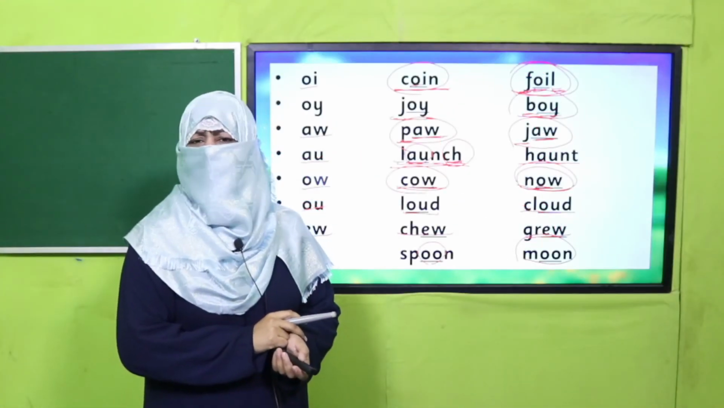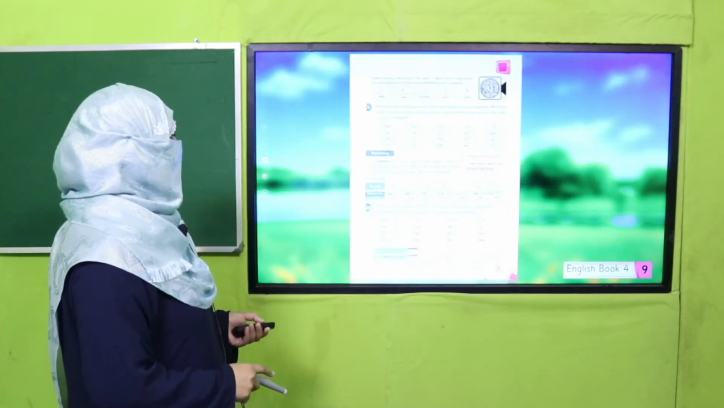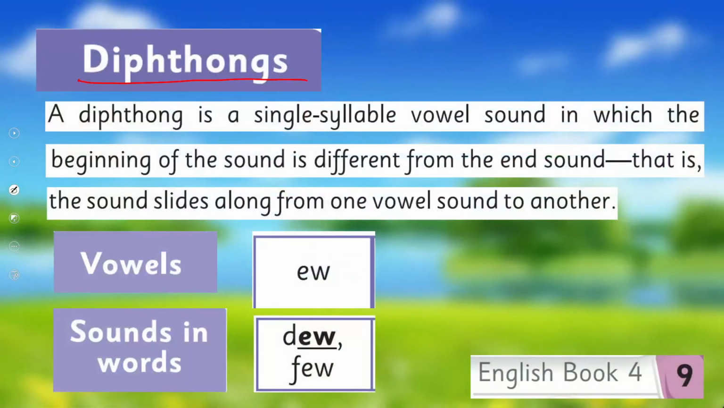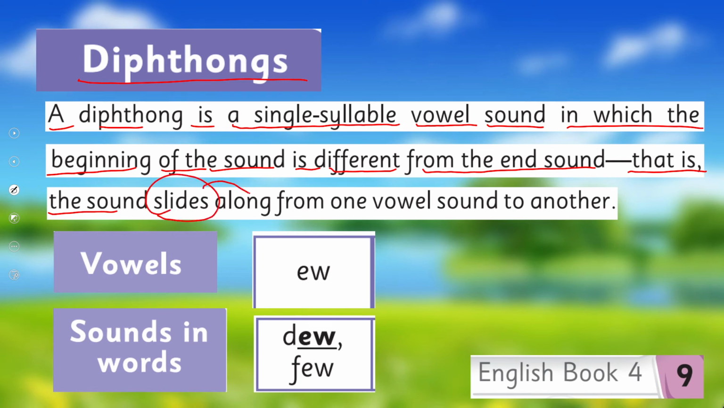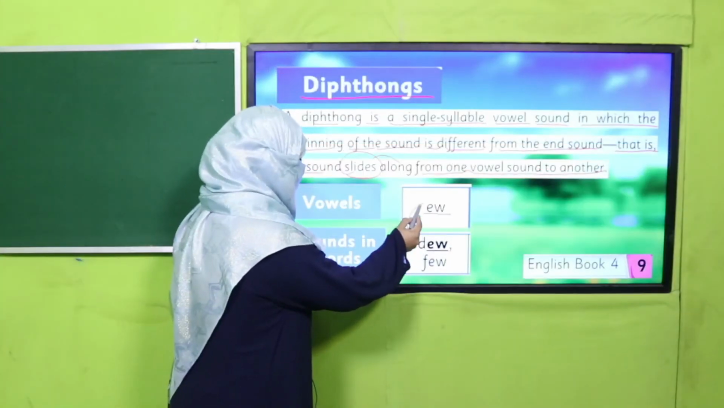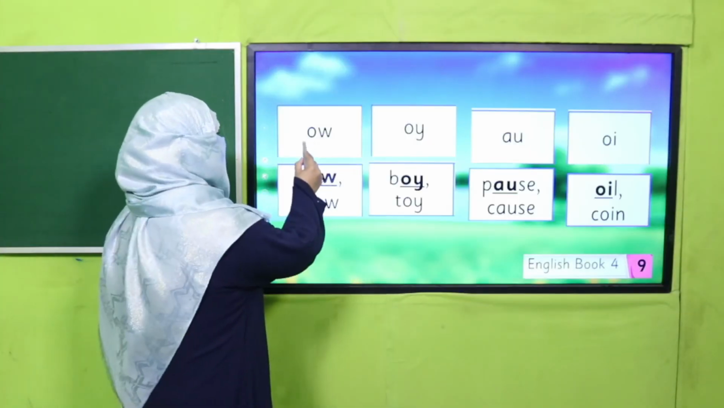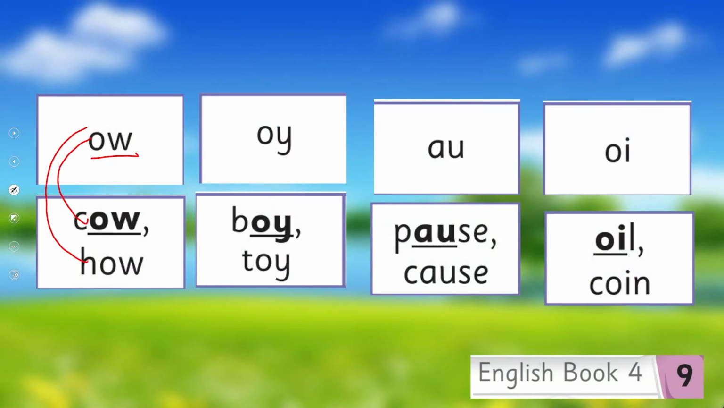Yes, my dear students, are you done with it? Good job. Now let's see what your book says about it. Diphthongs. A diphthong is a single syllable vowel sound in which the beginning of the sound is different from the end sound. That is, the sound slides along from one vowel sound to another, as we just learned. Now you can see what EW says, yoo, and what the words are there, dew, few. OW says ow, cow, how. OY says oy, boy, toy.